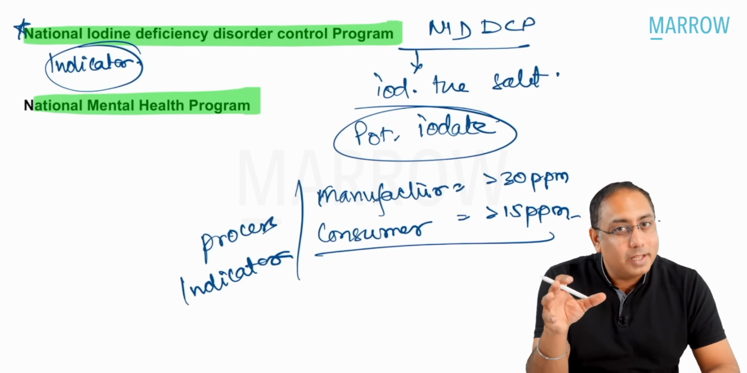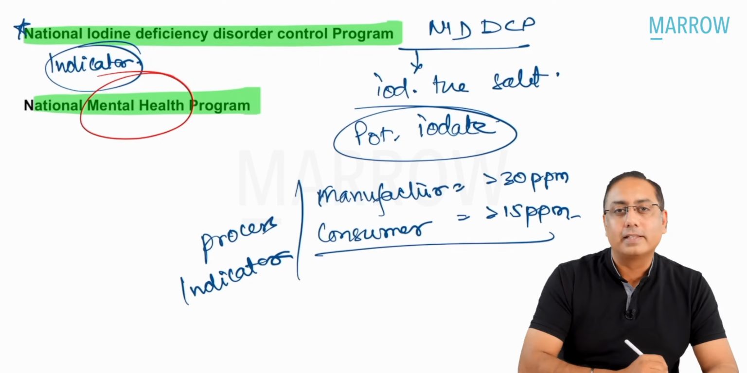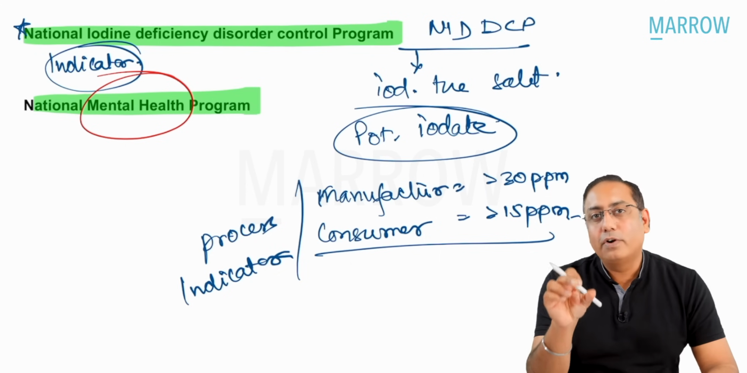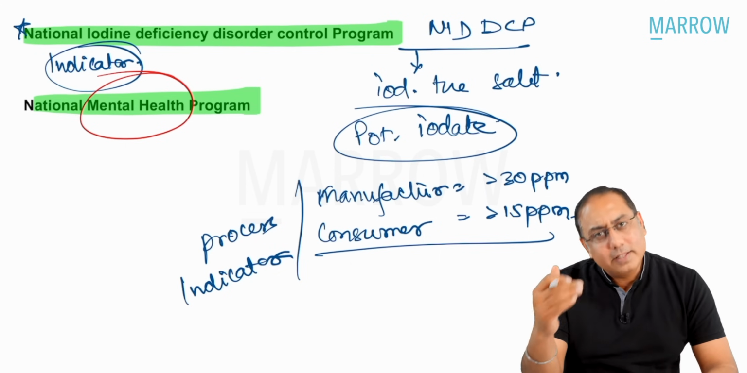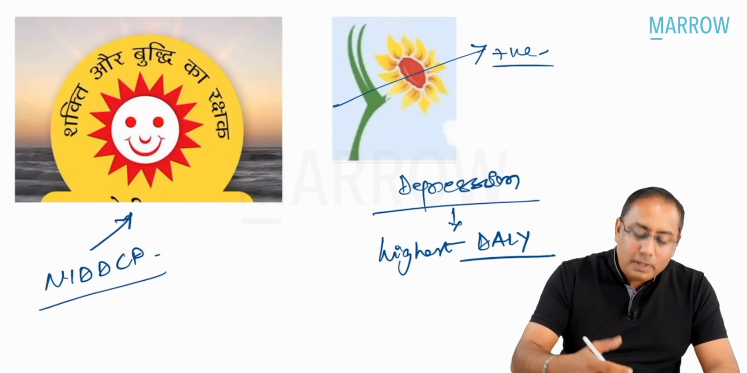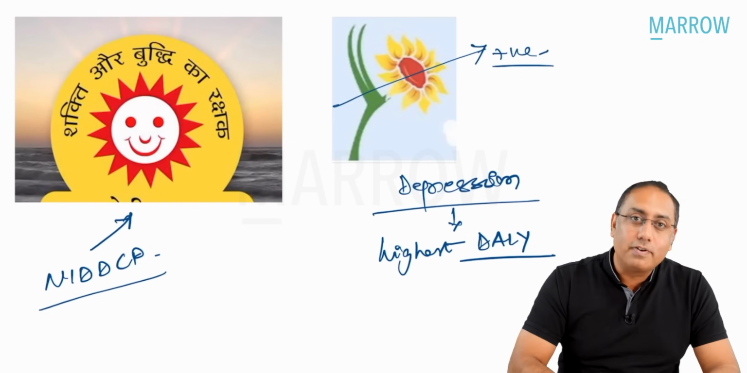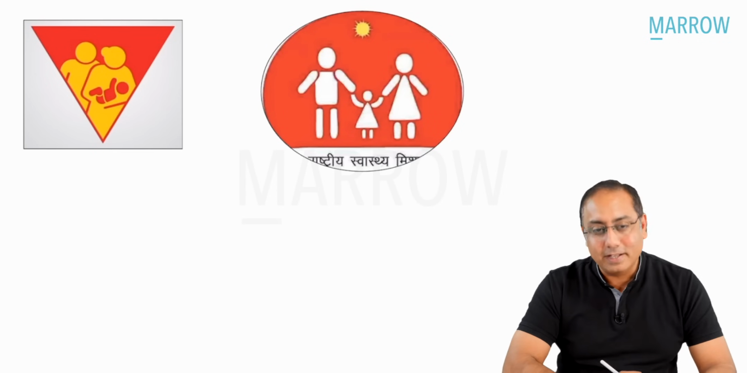Sunflower is not exactly the symbol of the National Mental Health Program. Sunflower is actually a symbol for mental health, and this has been adopted by the National Mental Health Program as a symbol of mental health. Remember, sunflower is a symbol of mental health.